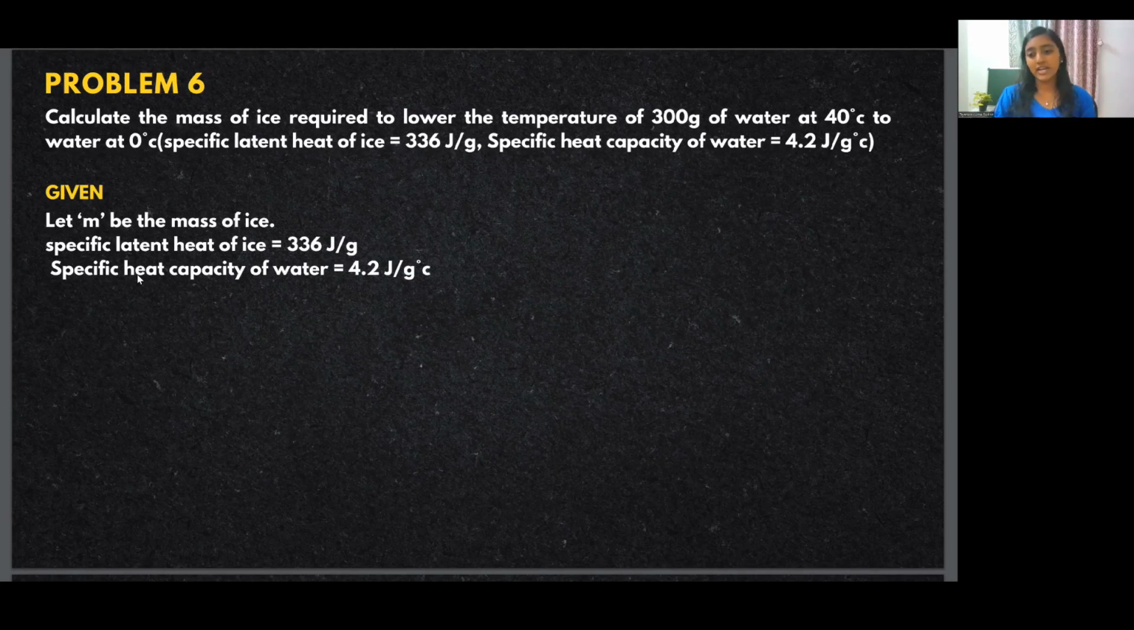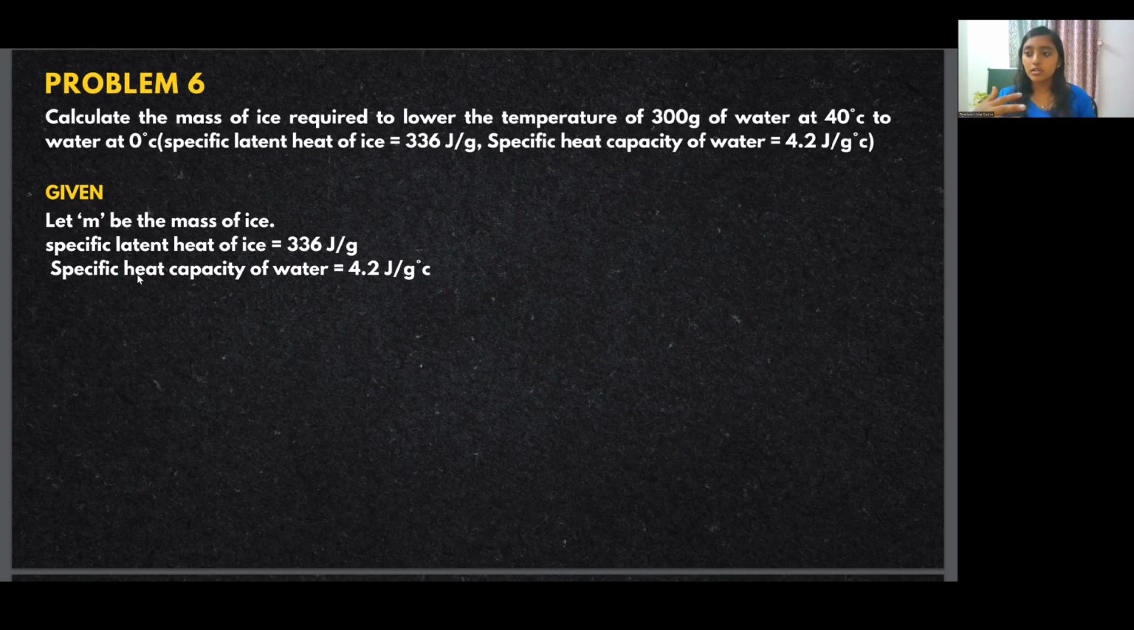So let's again, as usual, write all the given. Let M be the mass of ice. Specific latent heat of ice is 336 joules per gram. And the specific heat capacity of water is 4.2 joules per gram degree Celsius, right? So what is given? There is water at 40 degrees Celsius. You add ice to it. On adding ice, that 40 degree water comes to 0 degrees. They're asking you how much ice you should add so that the water at 40 degrees comes down to 0 degrees, right?